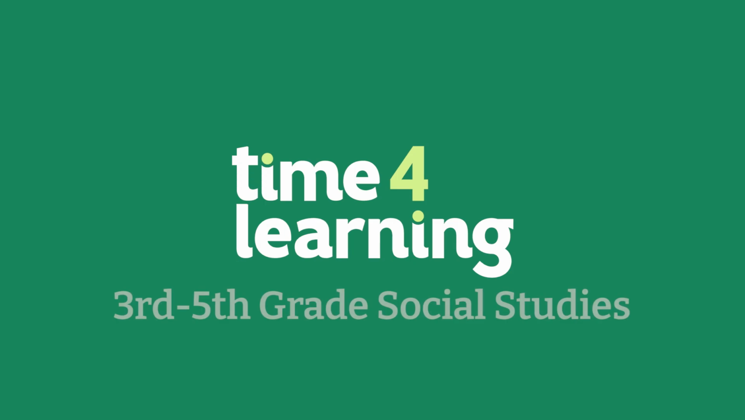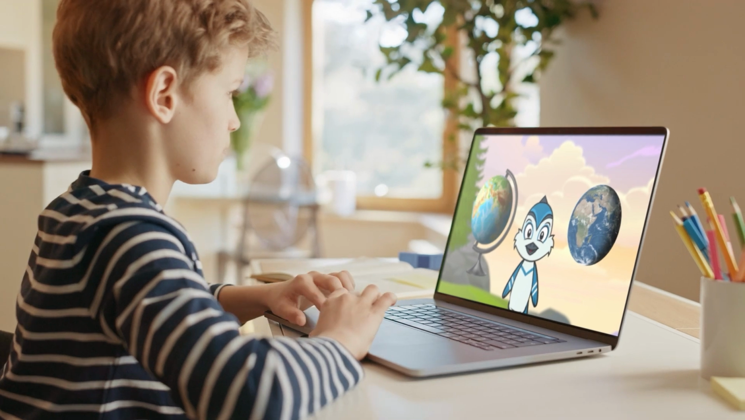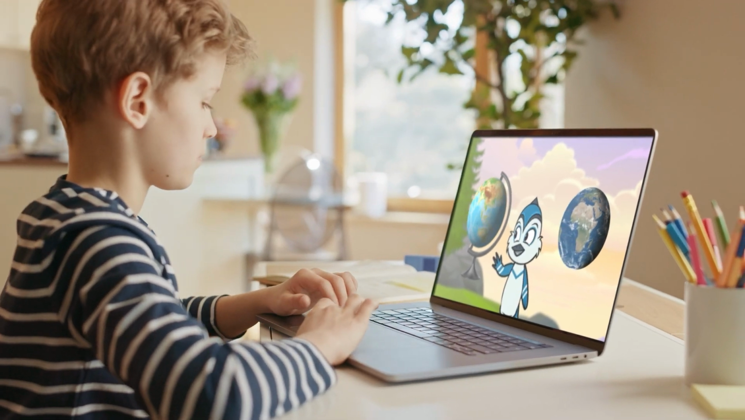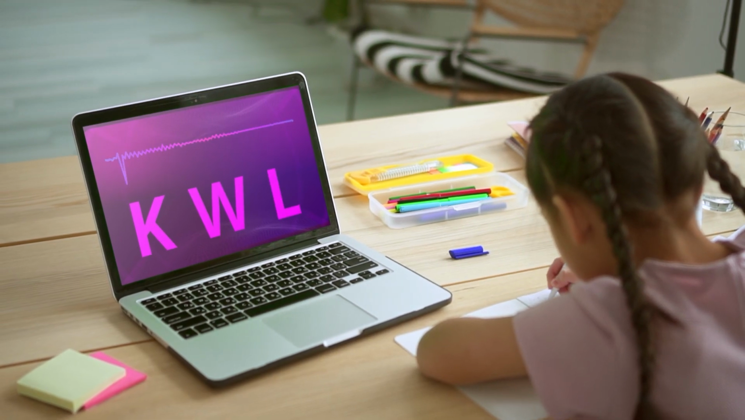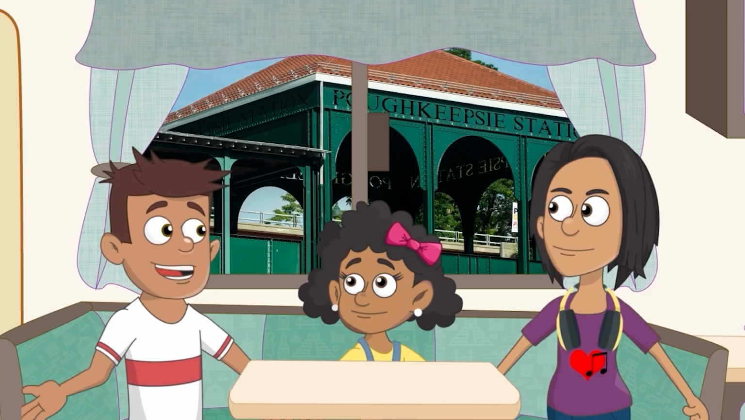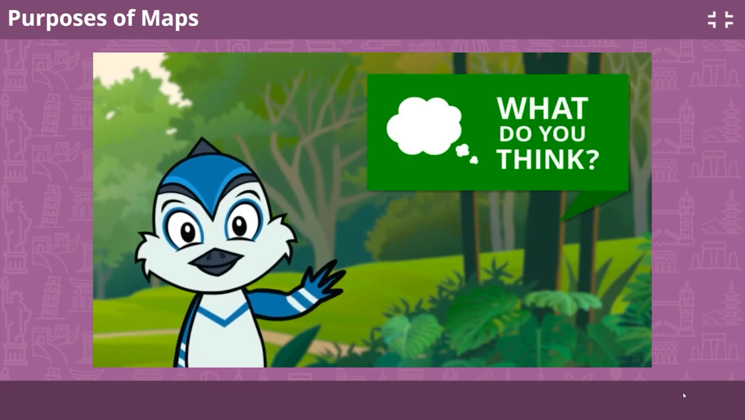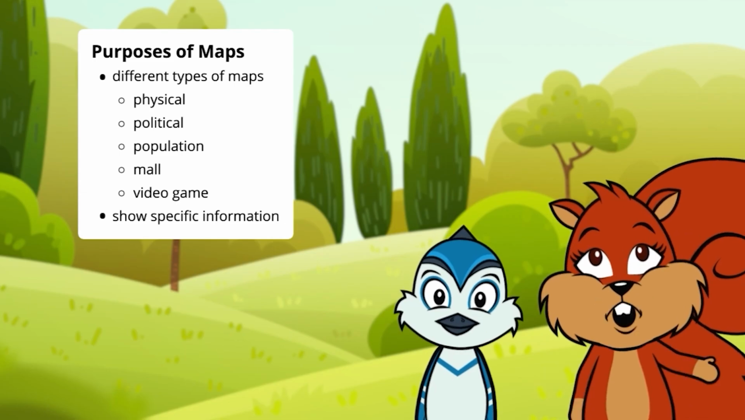We're excited to share a few of the Time for Learning social studies lessons available to students in grades 3 through 5. The courses are designed using an inquiry-based model for learning. Students explore topics through compelling questions, which are designed to spark curiosity about the content. As students interact with the content, they are prompted to think critically about the information and form their own opinions to answer the compelling questions. Let's look at how this is done.